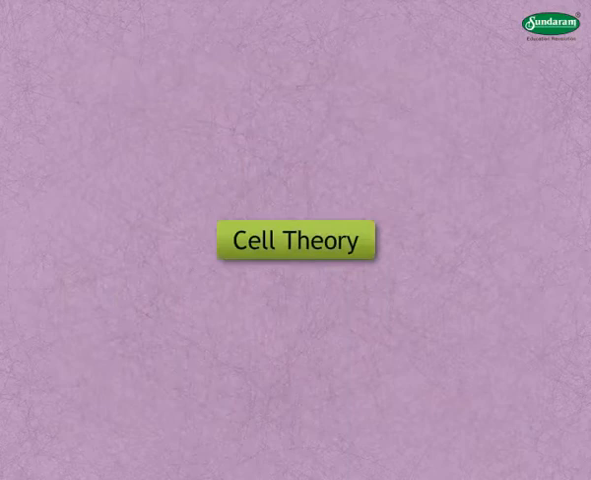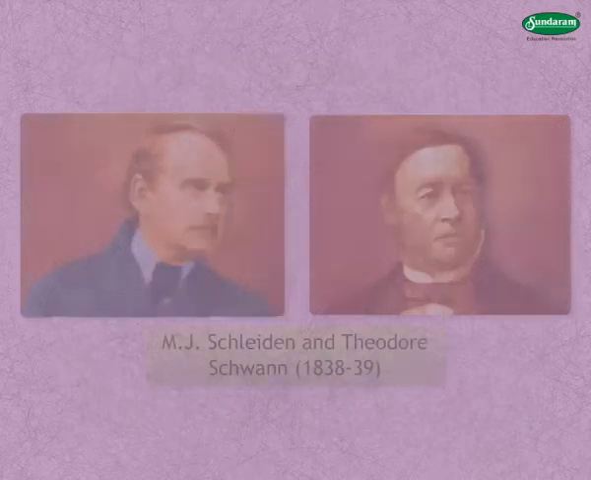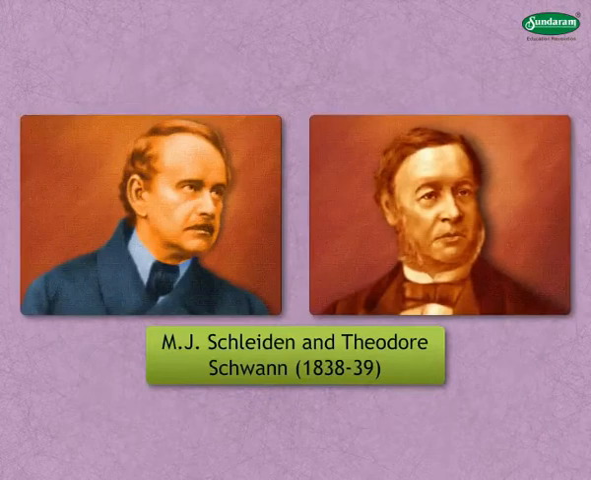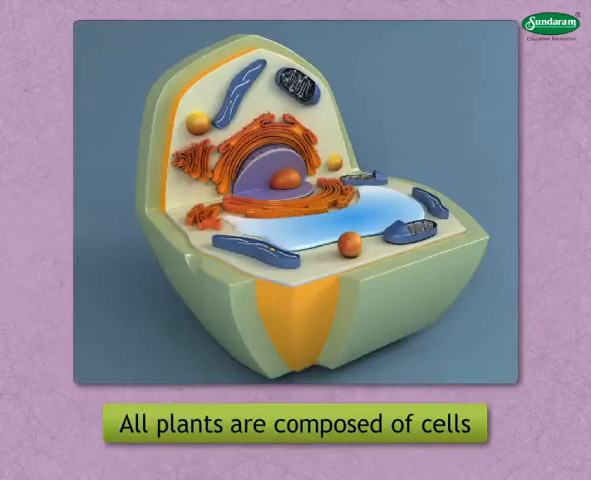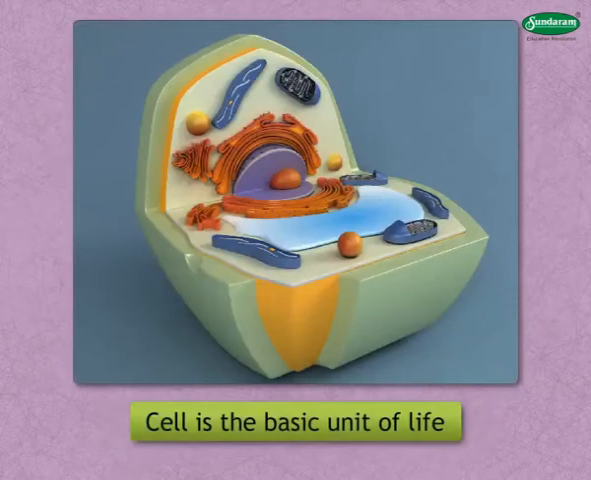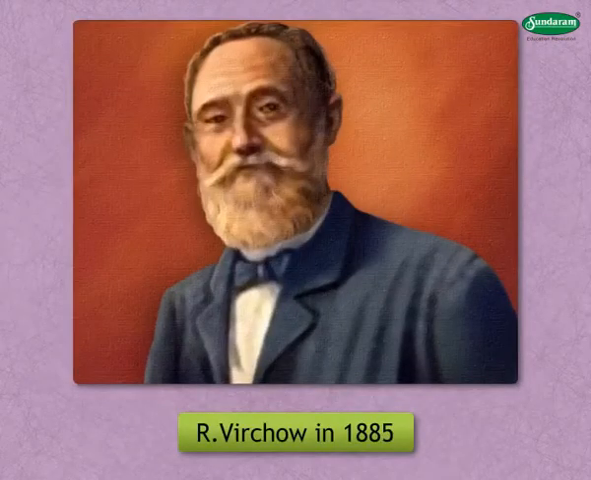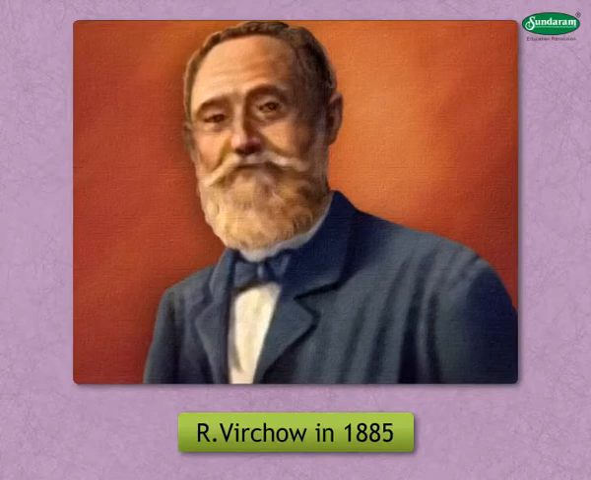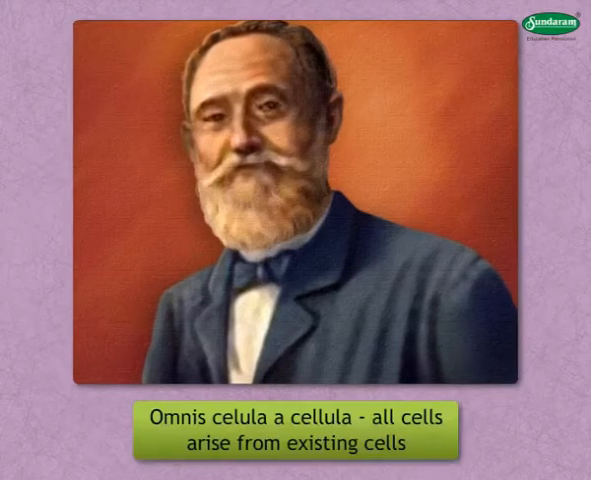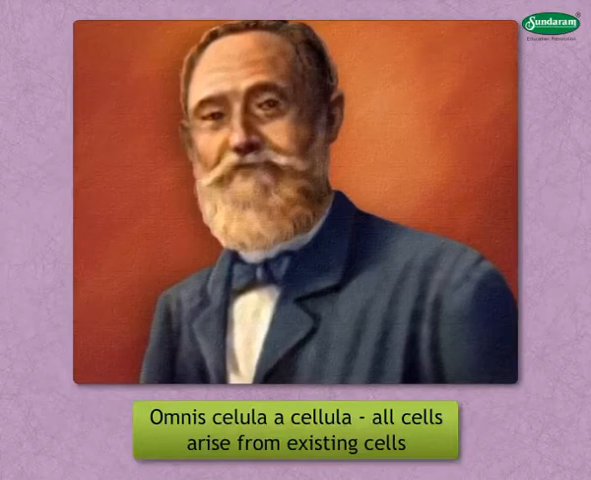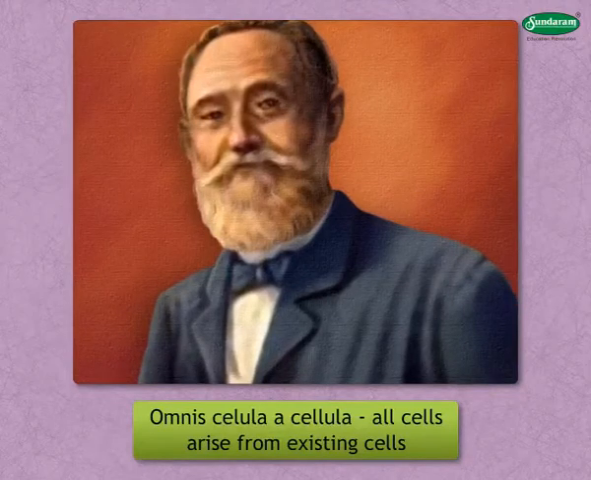Cell theory. It was proposed by M.J. Schleiden and Theodor Schwann in the years 1838 to 39 that all plants are composed of cells and cell is the basic unit of life. In the year 1885, R. Virchow modified this theory as omnis cellula e cellula, which means all cells arise from existing cells.